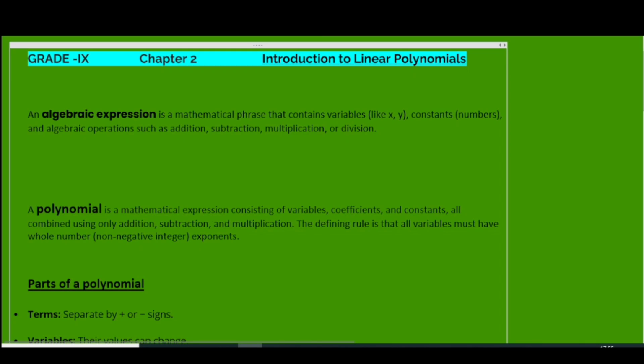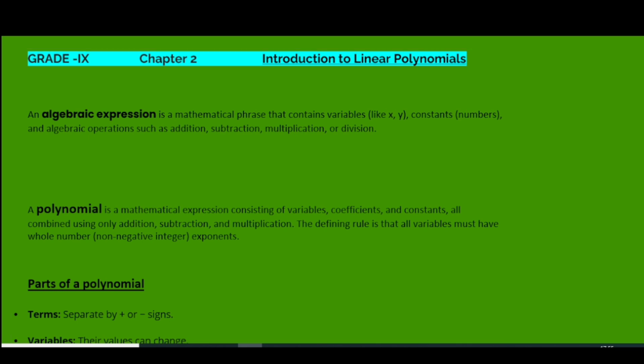Students, welcome to the introduction of the polynomial. First, before entering into the polynomial, we must know what an algebraic expression is. Look at the definition. An algebraic expression is a mathematical phrase that contains variables like x, y, constants, any number, and algebraic operations such as addition, subtraction, multiplication, and division.